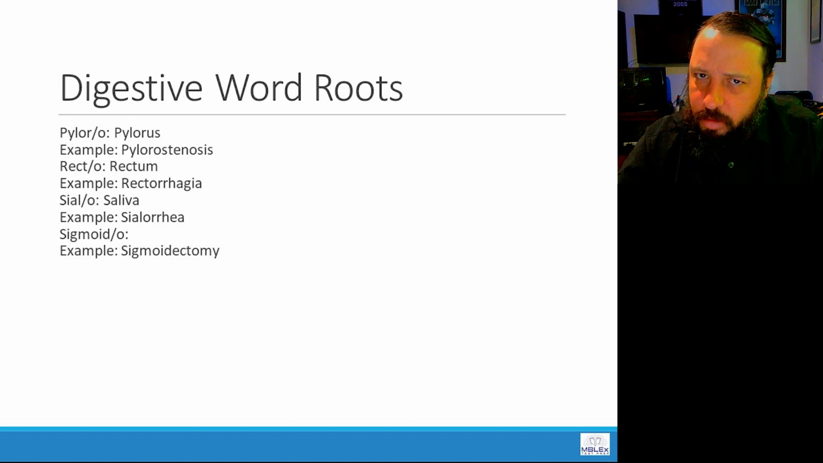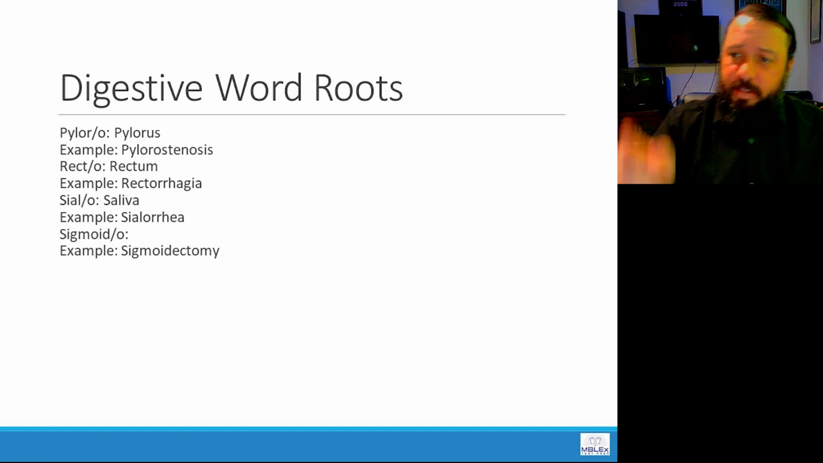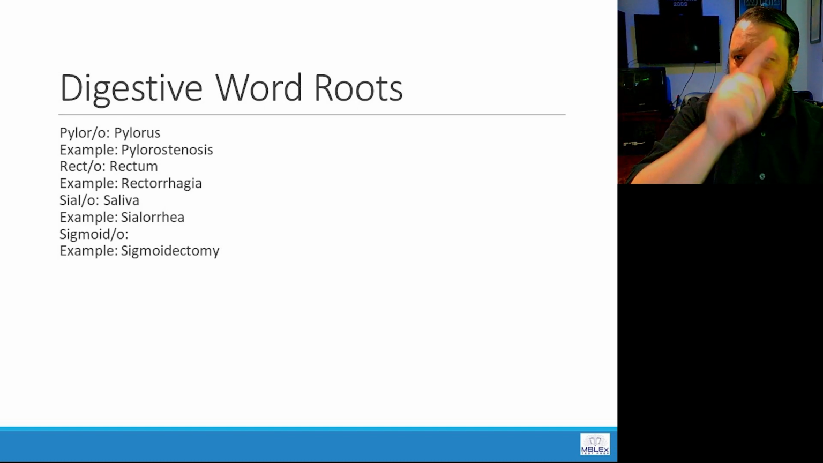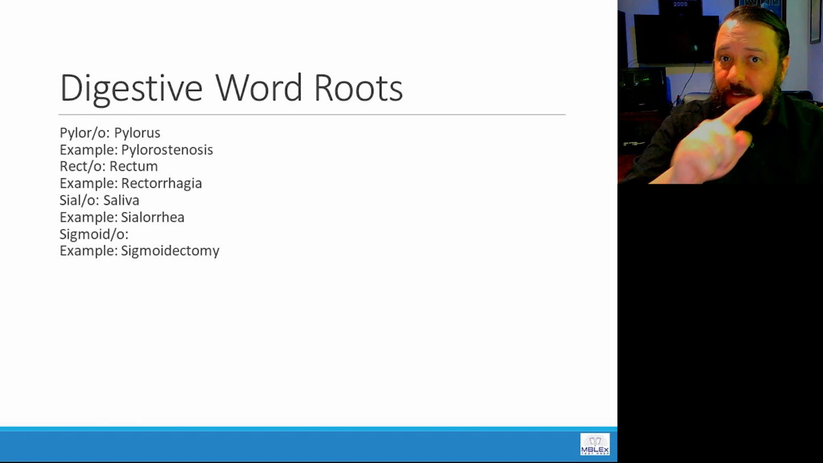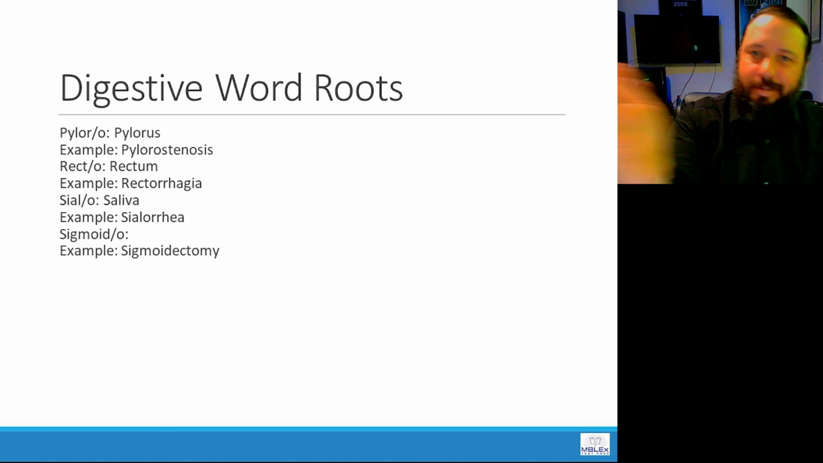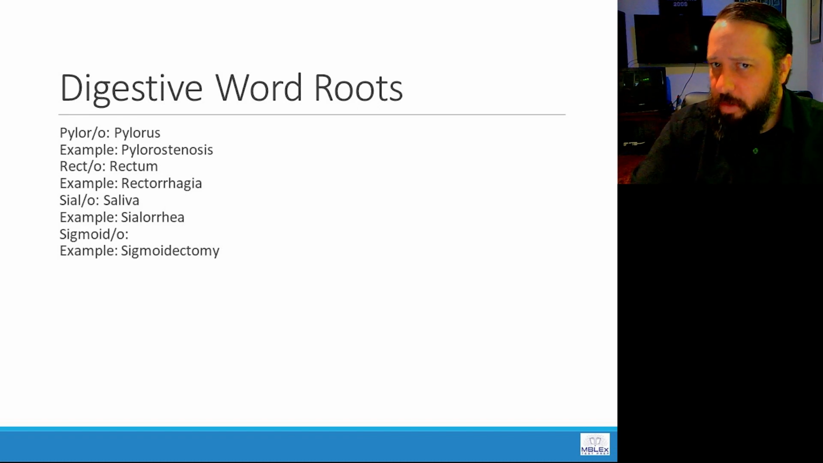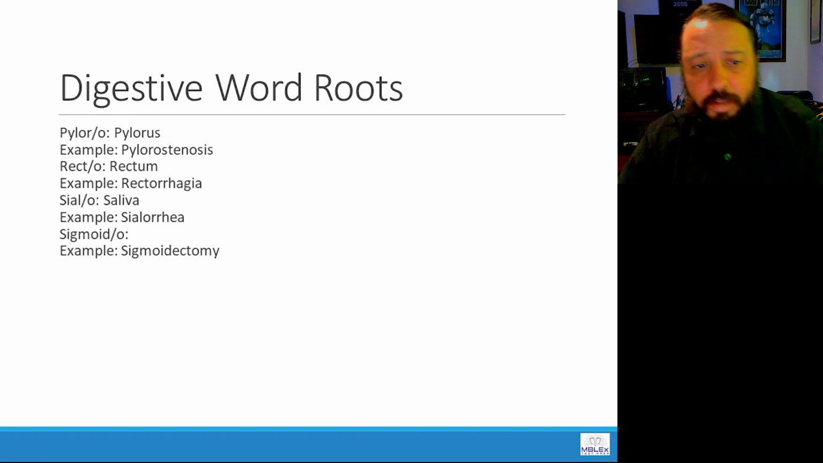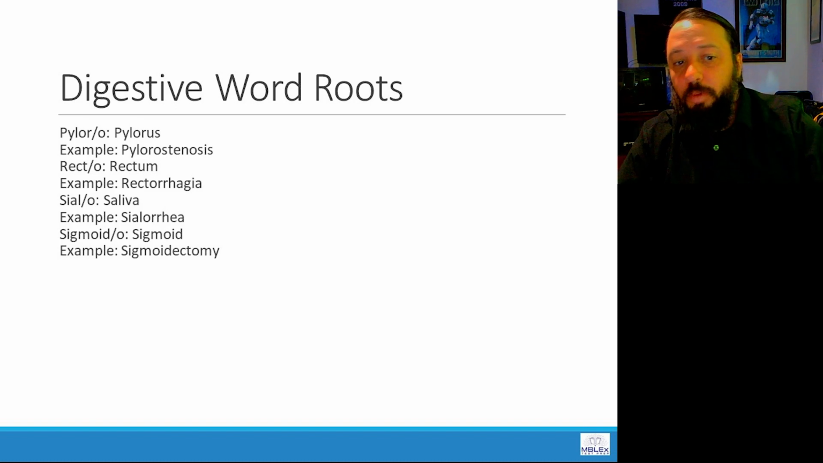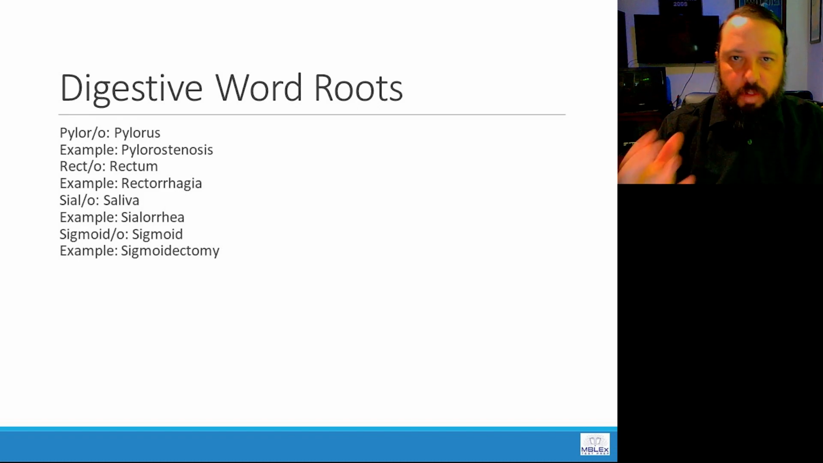Sigmoid is part of the large intestine, the very last part of the large intestine. So we have the ascending colon, transverse colon, descending colon, and then the sigmoid colon. So again, another one of those terms where the definition is basically the word root itself. So sigmoido means sigmoid. It refers to the sigmoid colon. Sigmoidectomy is surgical removal of the sigmoid colon.